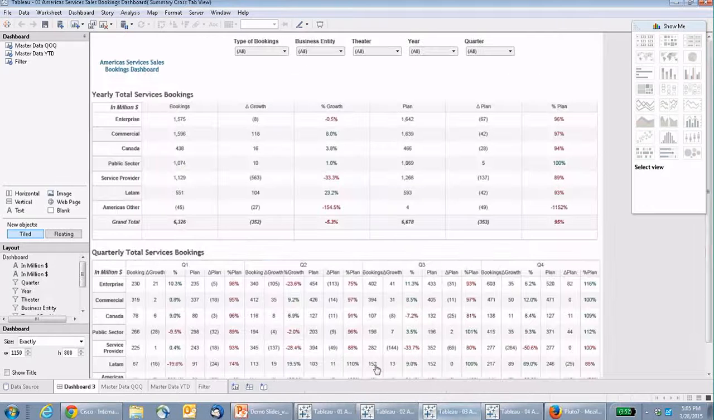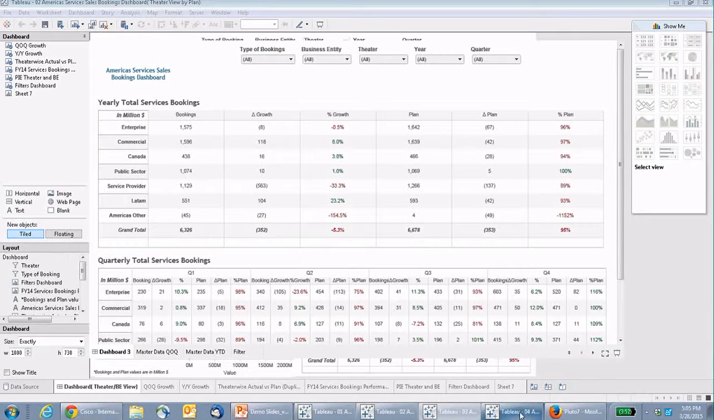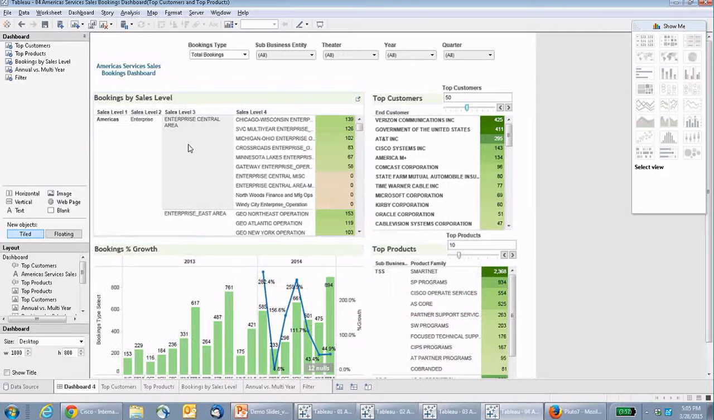Now, you could also have tabular views if you are more comfortable with the traditional approach of slicing and dicing data. And as well, along with that, you could look at different sales levels. You could look at your top customers. What is the booking versus growth? How are the top products performing?